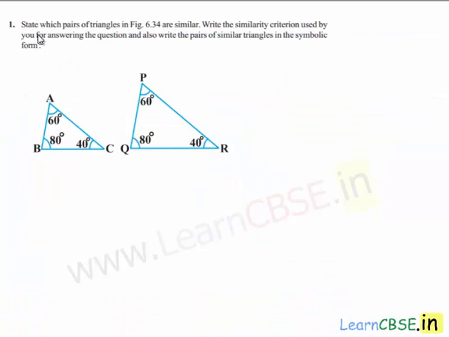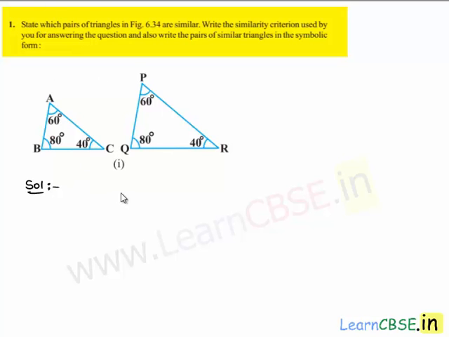Moving on to the first question. State which of the pair of triangles in figure 6.34 are similar. Write the similarity criterion used by you for answering the question, and also write the pair of similar triangles in the symbolic form. Now moving on to the solution.